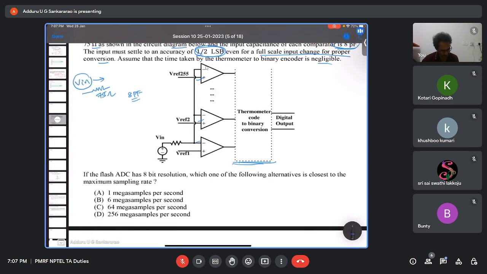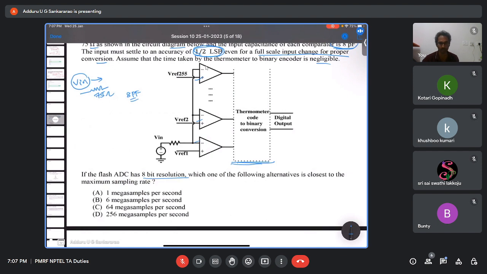Then if the flash ADC has 8-bit resolution, that means n equal to 8, which of the following alternatives is closest to the maximum sampling rate? So what they're asking is the maximum sampling rate. Sampling rate is Fs, and Fmax is 1 by Ts. That means they are asking for Ts minimum.